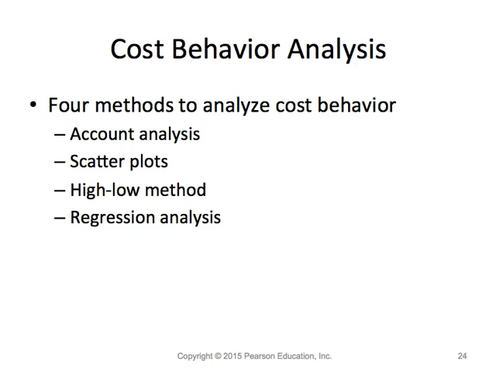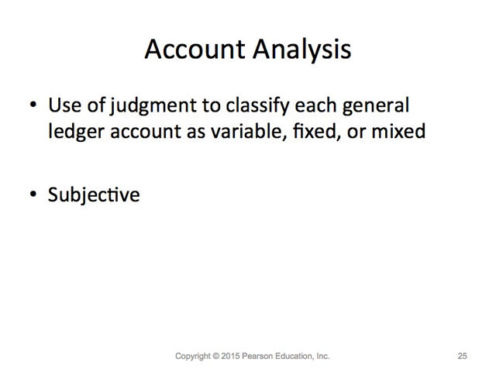4 methods to analyze cost behavior. These are the most commonly used ones. We may have more, but now it should be good. Account analysis, scatter plot, high-low method, regression analysis. Account analysis is the use of judgment to classify each general ledger account as variable, fixed, or mixed.